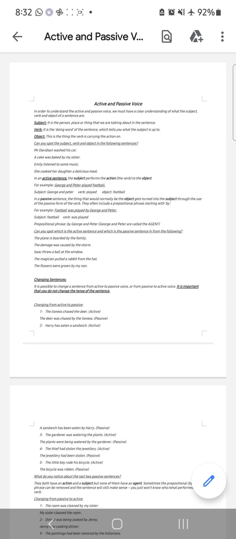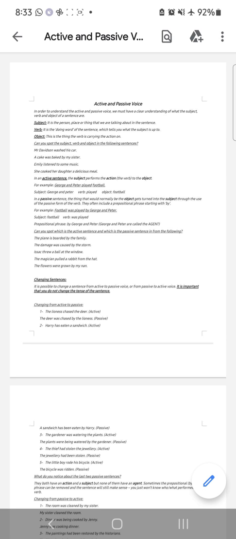Sentence number 3, Emily listened to some music. Emily is my subject, listened is my verb, and some music is my object. She cooked her daughter a delicious meal. Now take a close look at this sentence. Where is my subject, where is my verb, and where is my object, or where are my objects? She is my subject, cooked is my verb, her daughter is an object, and a delicious meal is an object. So we have two objects here, a direct one and an indirect one. Your direct object is a delicious meal, and her daughter is your indirect object. You have two objects here, two things that the action was carried upon or to.